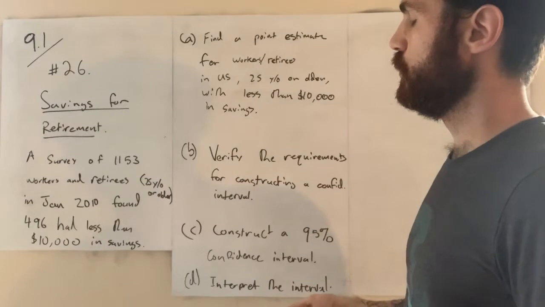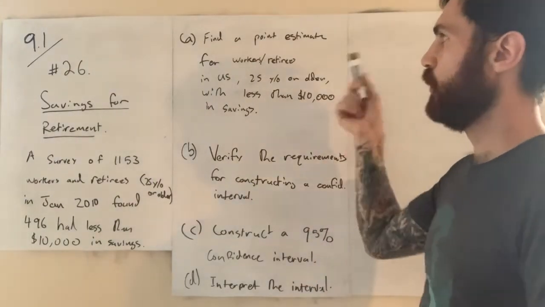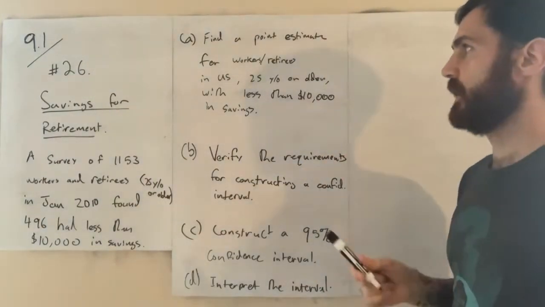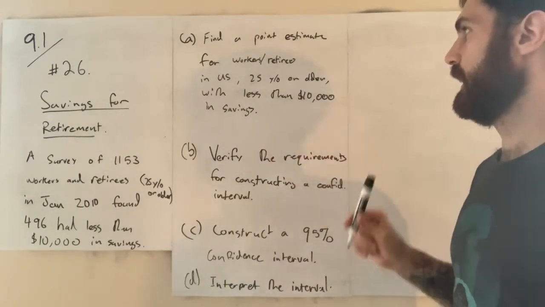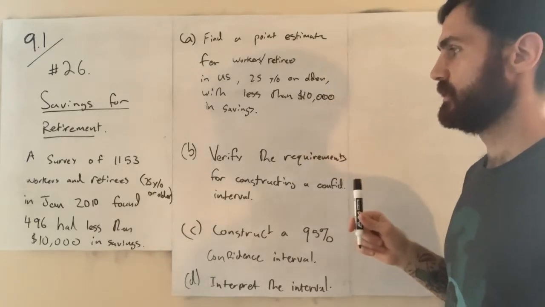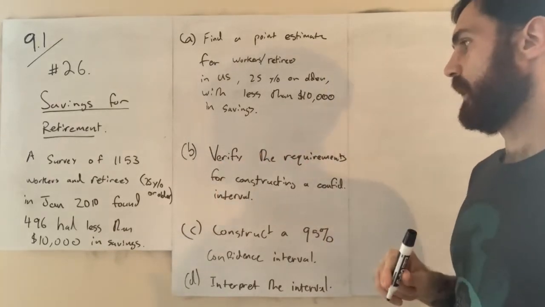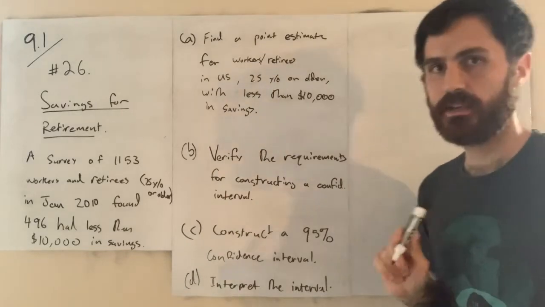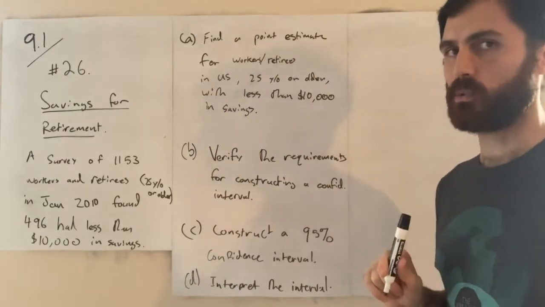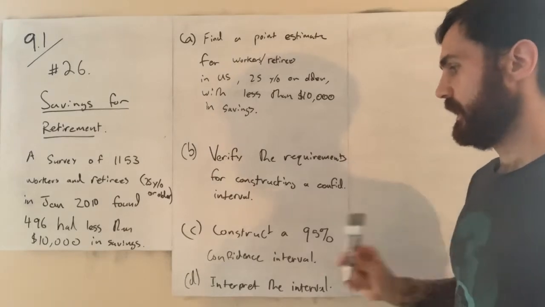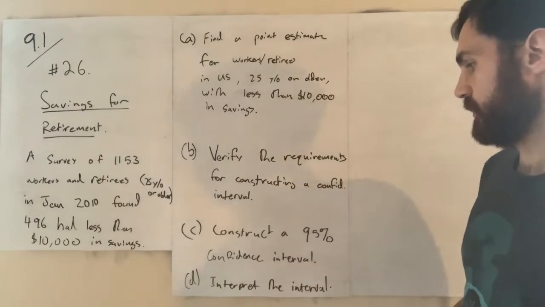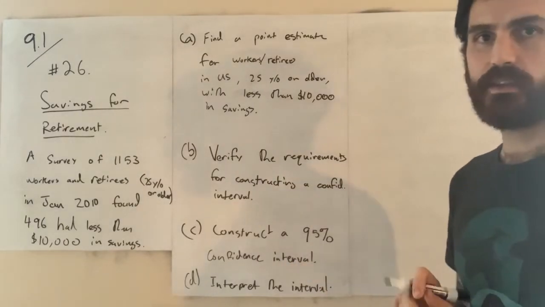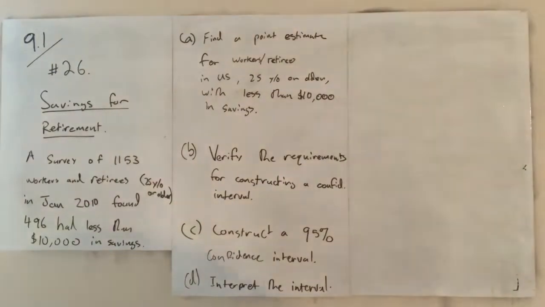What we want to do is, part A says find a point estimate for workers and retirees in the US 25 years old or older with less than $10,000 in savings. B, verify the requirements for constructing a confidence interval. So we want to remember what those requirements are. C is construct a 95% confidence interval. And D, interpret the interval.